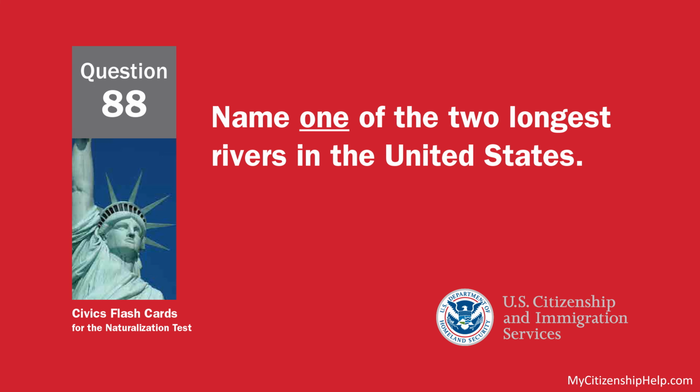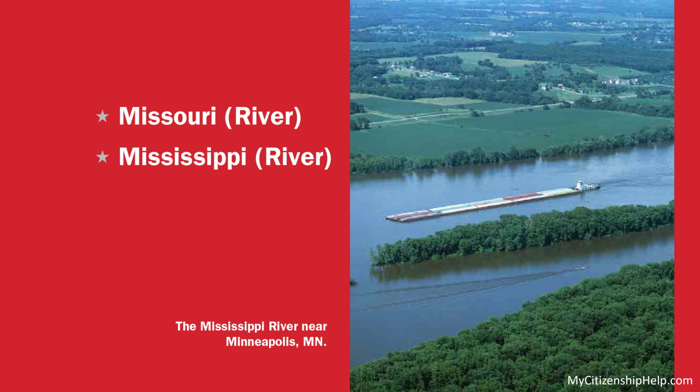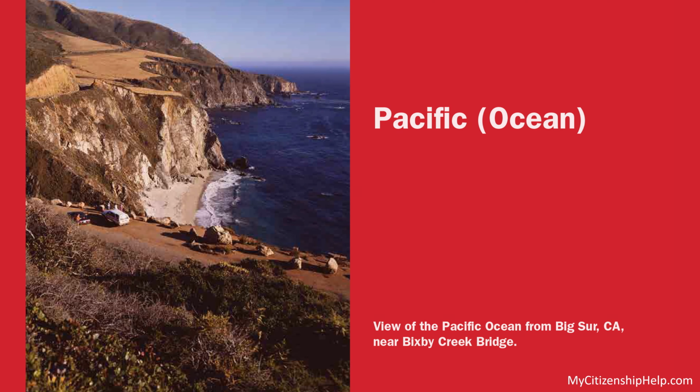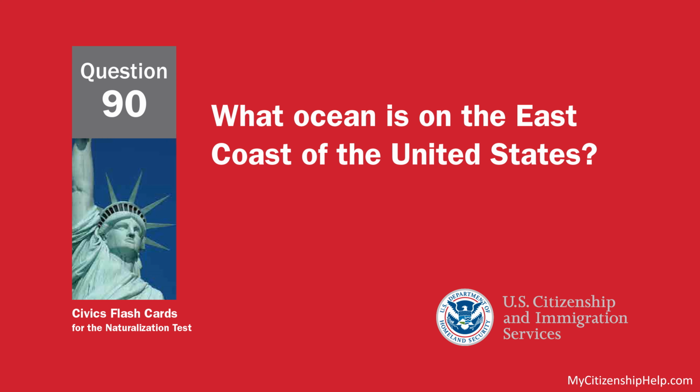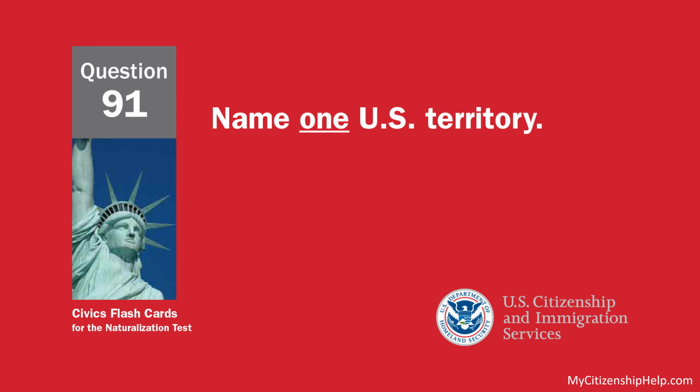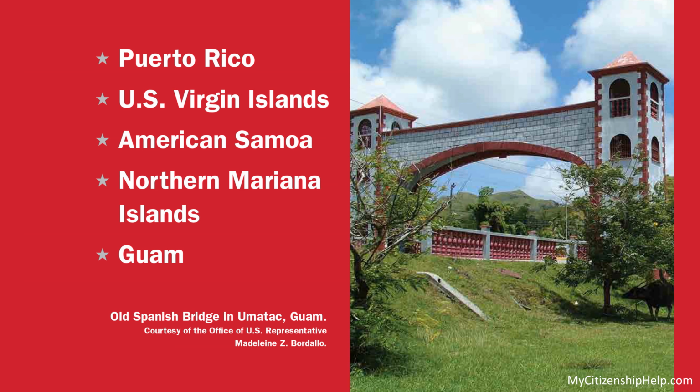Name one of the two longest rivers in the United States. Missouri River. Mississippi River. What ocean is on the west coast of the United States? Pacific Ocean. What ocean is on the east coast of the United States? Atlantic Ocean. Name one U.S. territory. Puerto Rico. U.S. Virgin Islands. American Samoa. Northern Mariana Islands. Guam.